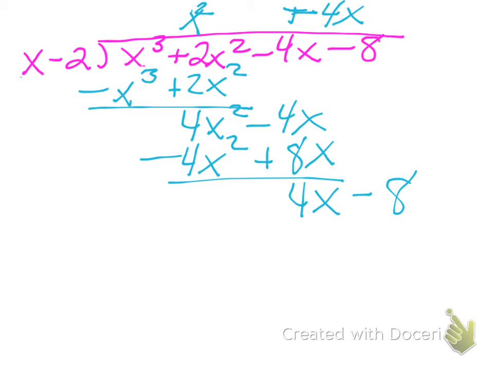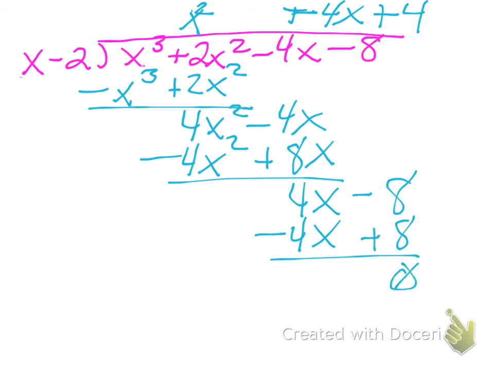Do it again, one more time. What do you need to multiply this by in order to get this? I need to multiply by a positive 4. And multiply everything by that 4. So 4 times x is 4x. 4 times negative 2 is negative 8. You draw your line. You change your signs. And I get a remainder of 0, and there's my answer at the top. I get x minus 2 times x squared plus 4x plus 4.